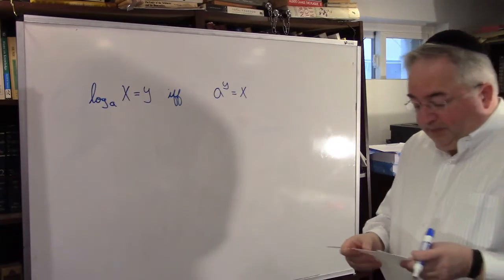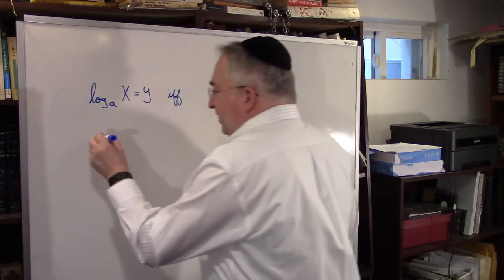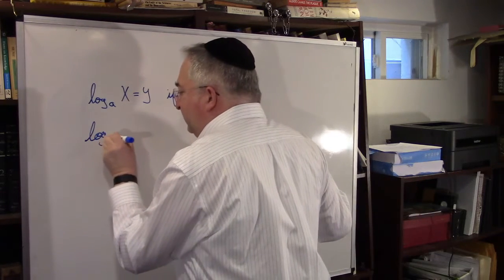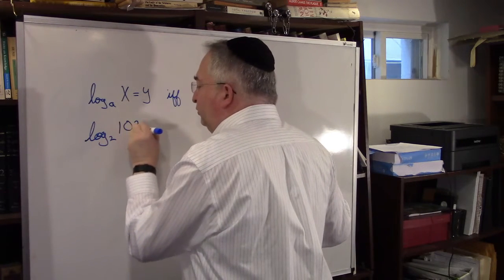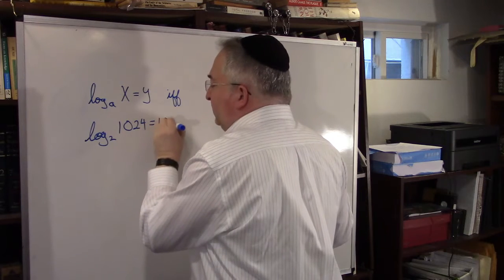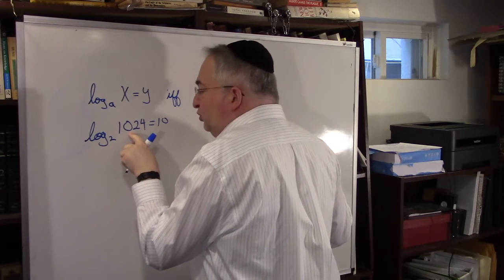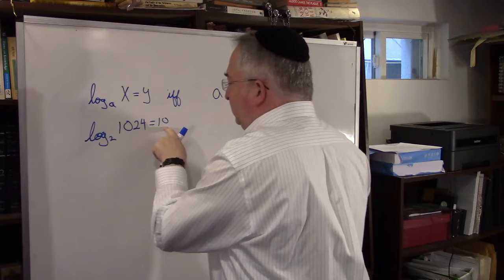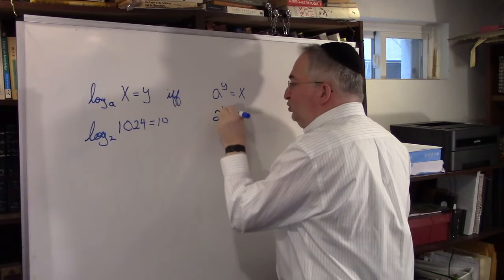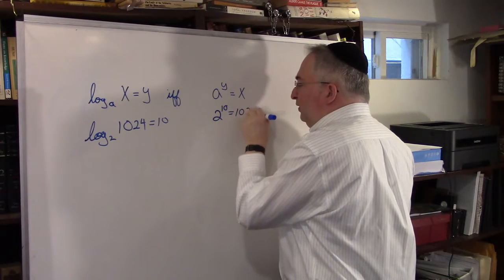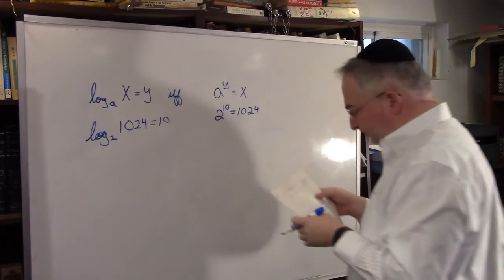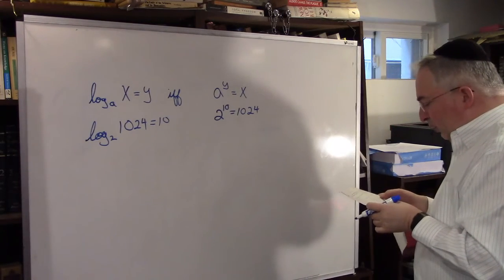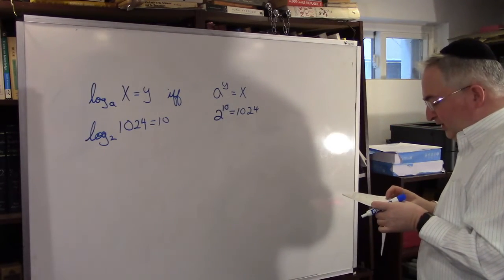Okay, well, let's just do a quick example. Log base 2 of 1024 is equal to 10. What do you have to raise 2 to in order to get 1024? Answer, 10. This is another way of saying 2 to the 10 is equal to 1024. So you already have seen it.